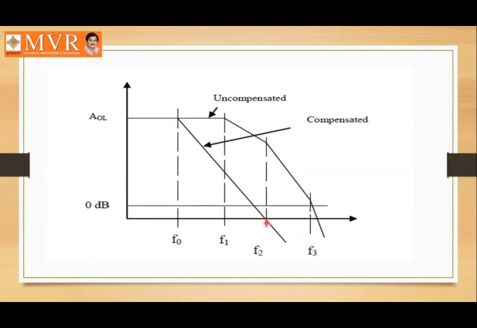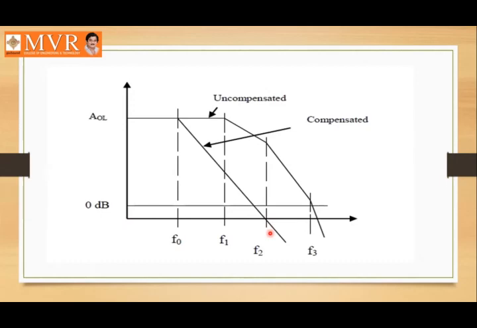See here, in dominant pole compensation, we select such that the compensated transfer function passes through f1, whereas here we select such that the compensated transfer function passes through f2. Now we can see that the bandwidth has been improved. The bandwidth is up to f2, where our op amp is going to work. So the bandwidth has been improved.